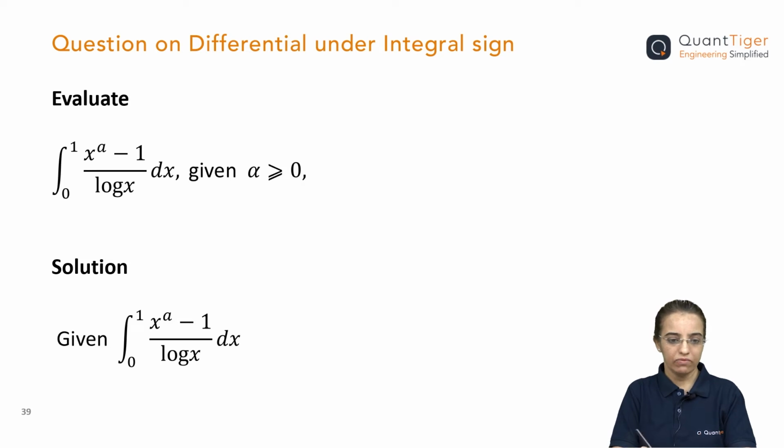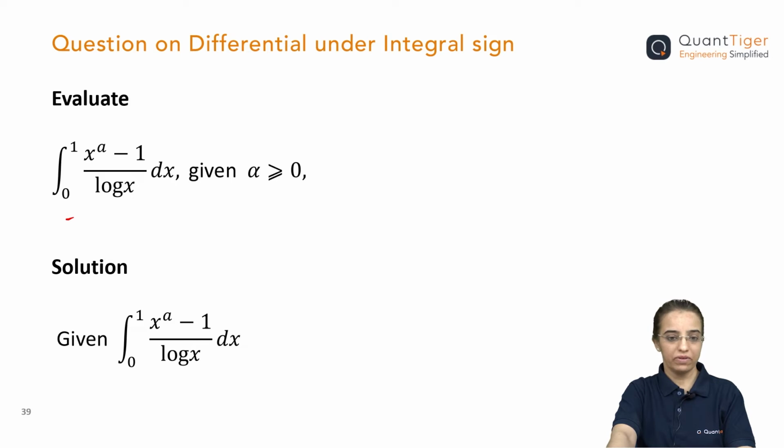Here the function is given in terms of x and alpha. This is the function which we have to evaluate. Alpha is greater than 0, a positive value. The constraints, like limits, are given as 0 and 1. So the integrand is x raised to alpha minus 1 upon log x. First of all, let's start with the given function, so we will write the given function as it is.